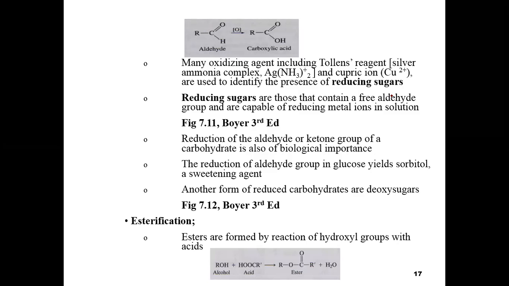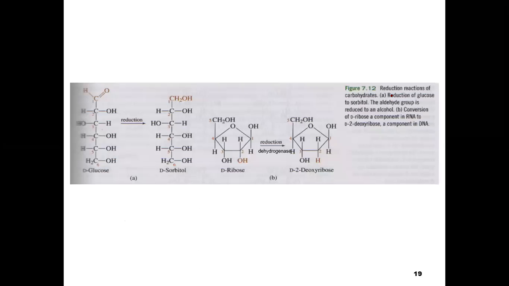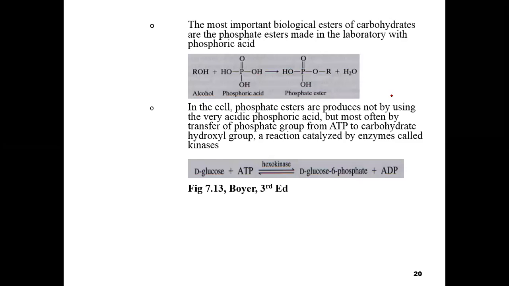Esterification: sugars can make esters with other molecules. Esters are formed by a reaction of a hydroxyl group with acids. The most biologically important esters of carbohydrates are the phosphate esters. Glucose 6-phosphate is one of the major molecules in which the phosphate group is esterified to the sugar.